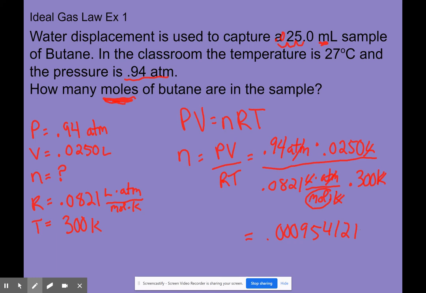So where do I round that to? I'm just going to go back to my givens in the problem. I have 3 significant figures there, 2 significant figures there, and 2 significant figures there. So I need 2 significant figures in my answer. So that would be 0.0095, and that would be moles.